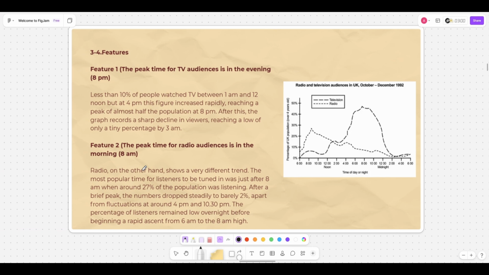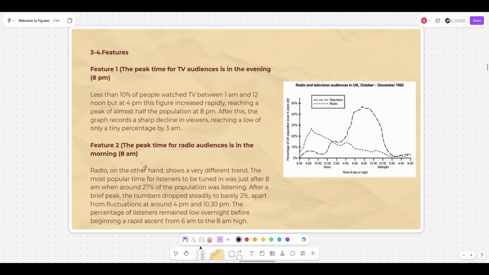And here is the example of the paragraphs. For the feature 1, which is about TV audiences, less than 10% of people watch TV between 1 a.m. and 12 noon, but at 4 p.m. this figure increased rapidly, reaching a peak of almost half the population at 8 a.m. After this, the graph records a sharp decline in viewers, reaching a low of only a tiny percentage by 3 a.m.